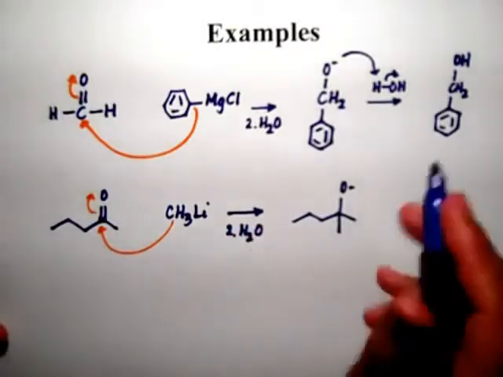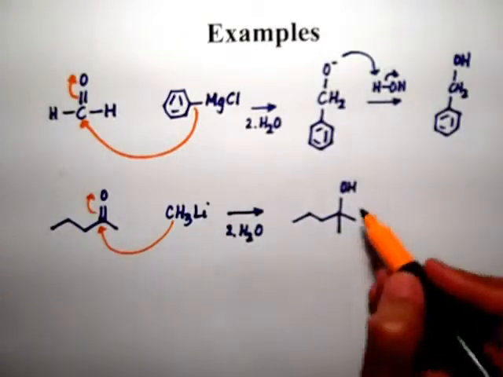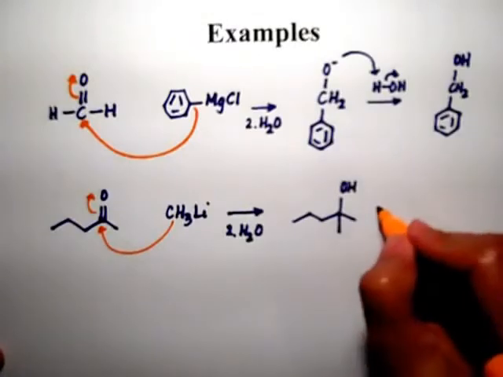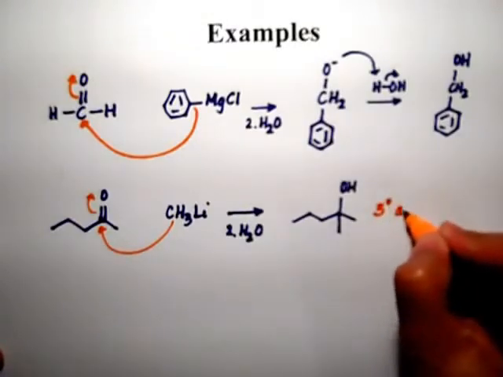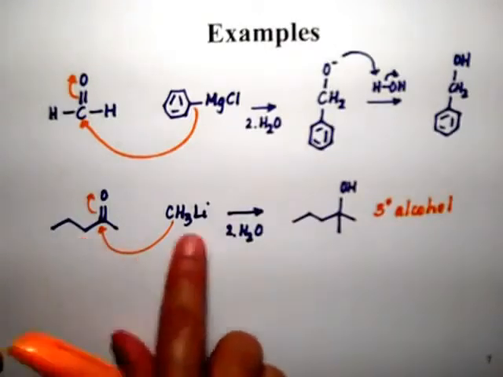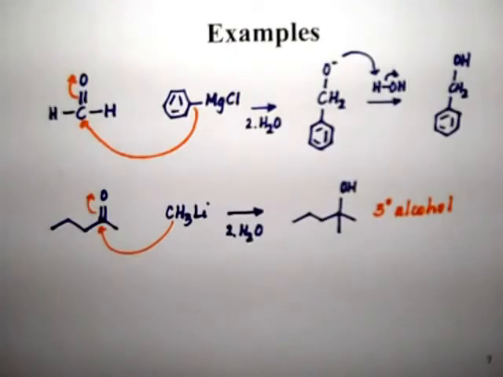So when I add the water, that's when the oxygen picks up the hydrogen right there. And this one right here is a tertiary alcohol. So whenever I attack a ketone, I'm going to add a third carbon group to the carbonyl, and I get a tertiary alcohol out of that reaction.